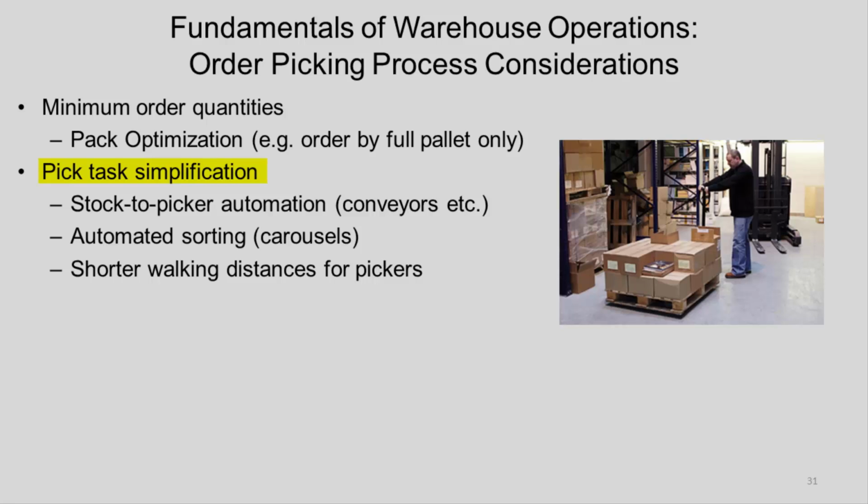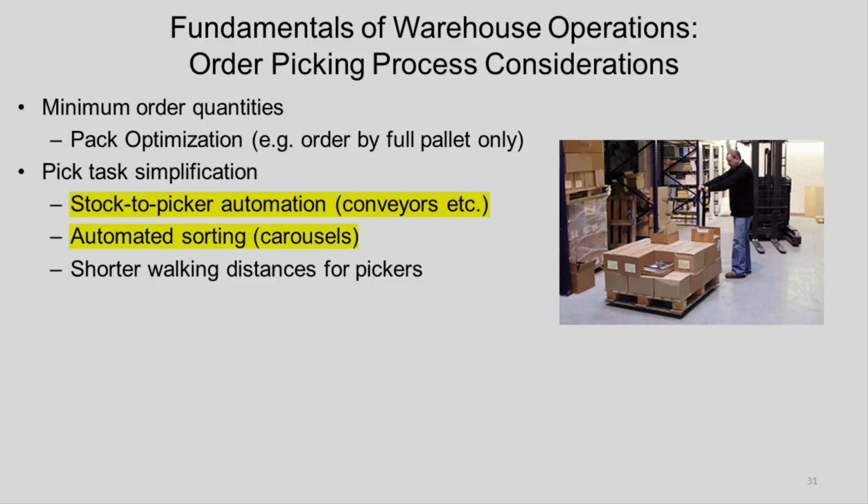Think about an example like Amazon. If you buy a bunch of goods on Amazon, maybe some accessories for your smartphone and a couple of books and maybe some beauty products, you want that all in one order. How does Amazon manage that to simplify the picking task, especially of different products that could very well be in different parts of a warehouse? Well, one way to do that is to bring the goods to the picker and not send the picker to the goods. That's what's called stock-to-picker automation, the use of conveyors and such.